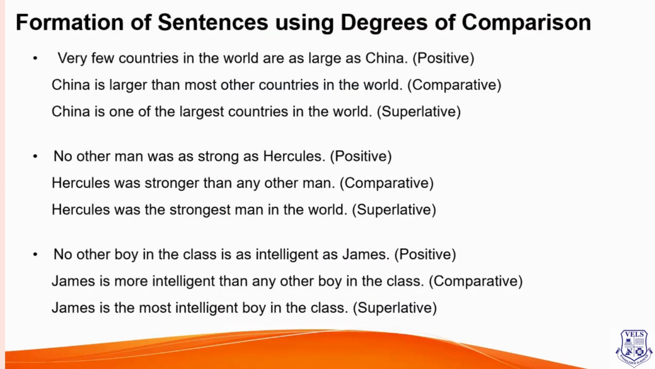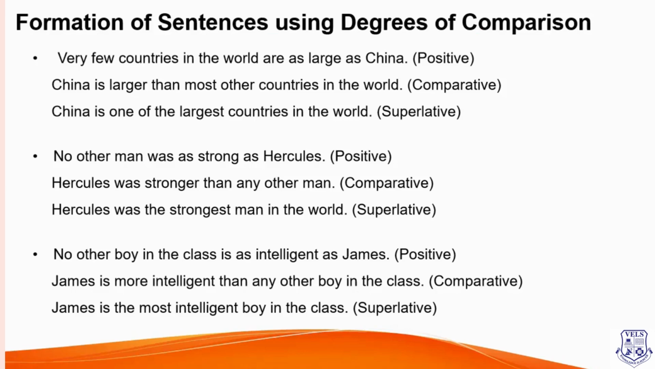Now, let's have a look at the examples. Very few countries in the world are as large as China. This is the positive. How do you find that the adjective or adverb in a sentence is positive degree? Look at the words as large as China. So it's very much clear that the sentence is in positive degree. The second sentence, China is larger than most other countries in the world. Look at the words larger than. Now, it's very clear that this is a comparative sentence.